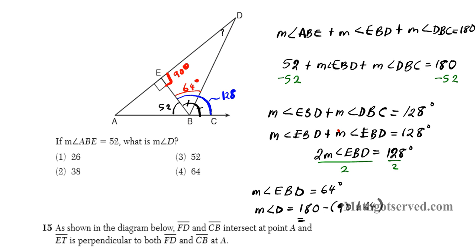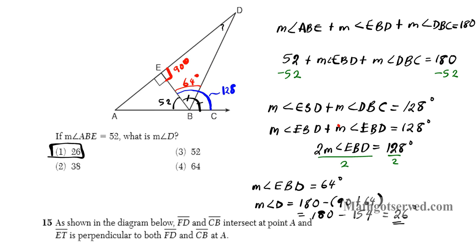Then we can compute this manually. 90 plus 64 is 154, and when you subtract 154 from 180, you get 26 degrees. So that is the measure of angle D. So our answer is option number 1. Okay? So there you have it.